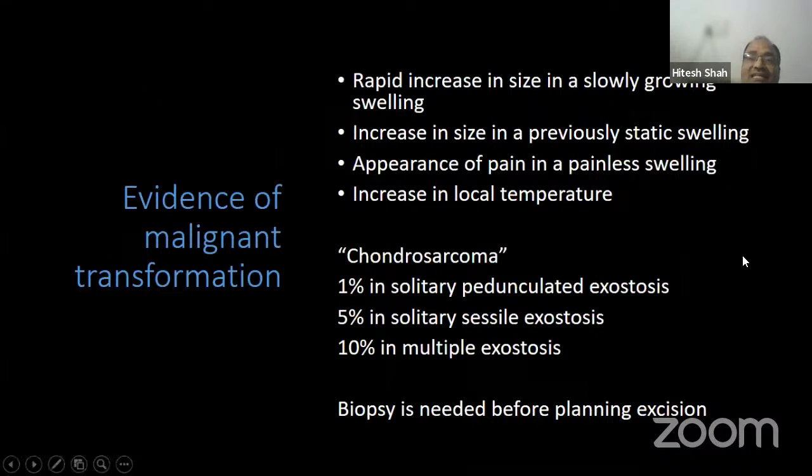Rapid increase in size in a slowly growing tumor, increase in size of a previously known tumor, pain appearing if it was a painless swelling, and increase in local temperature. And as we discussed a couple of times, chondrosarcoma is very common in diaphyseal aclasis or multiple osteochondroma, very less in case of pedunculated tumor. It is more in sessile tumor, and biopsy is needed for surgical planning. These are the very important points of osteochondroma. I'll stop here. Any question?